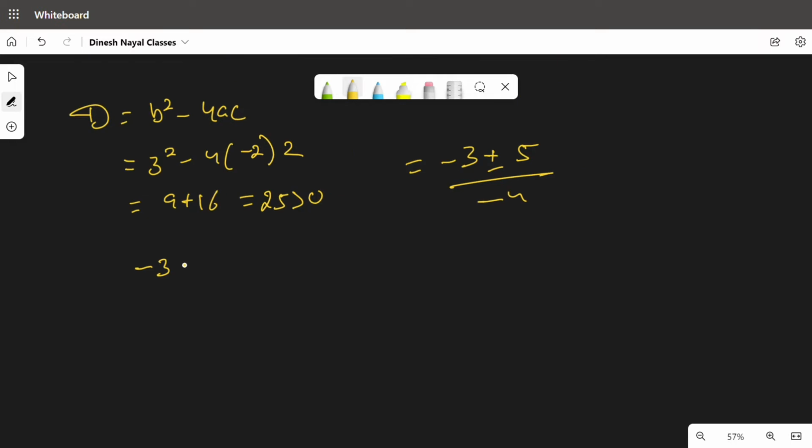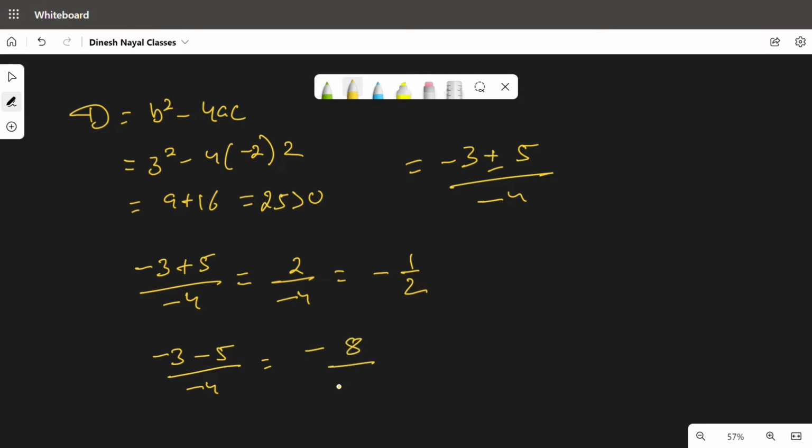We write minus 3 plus 5 by minus 4, that equals 2 by minus 4, which is minus 1 by 2. Now the other root is minus 3 minus 5 by minus 4. That is minus 8 by minus 4, which equals 2. So hence the other root is 2.